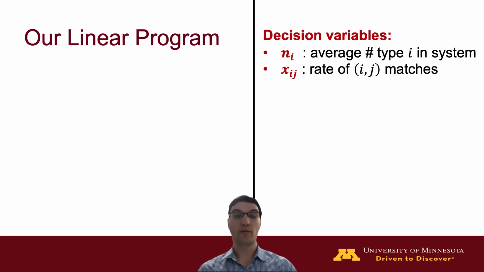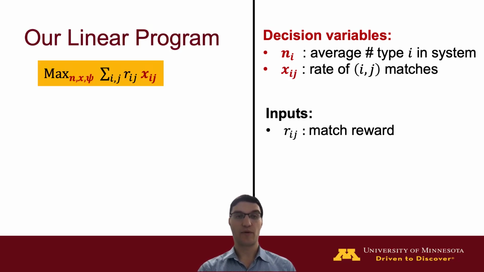Now we're going to evaluate our policy based on its objective function, which is shown here on the left in the orange box. We're summing over all types the reward we get from an ij match times the rate at which we're making ij matches. That's pretty straightforward. That's exactly what we're trying to maximize. Of course, if I could just choose X freely, I'd want to make X really, really large, have a huge rate of matches, and get a massive reward.